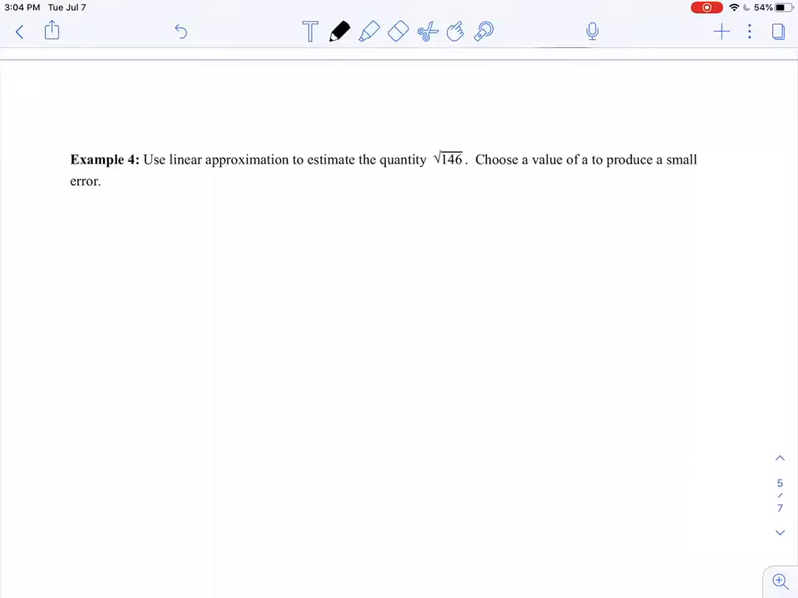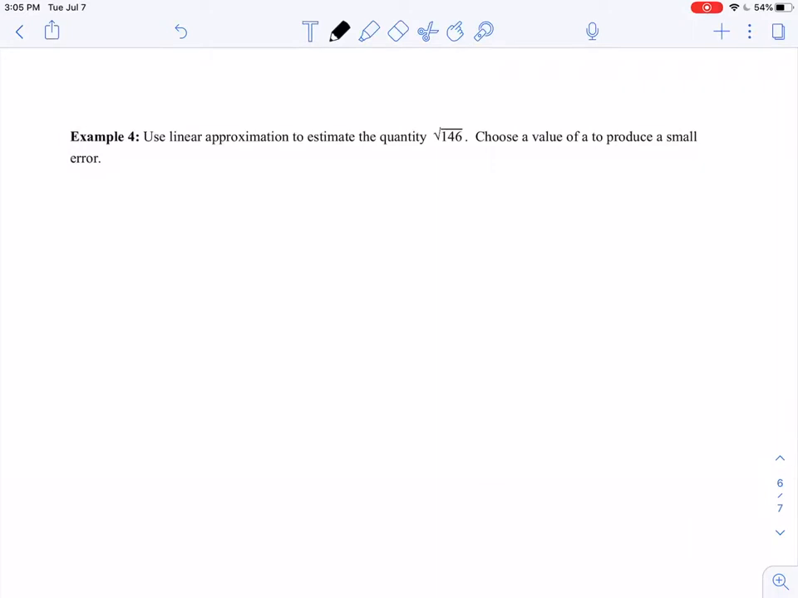The last type of linear approximation problem that we'll see is a little bit less structured. It's more on you to come up with some of the important information. Here I'd like to use linear approximation to estimate the quantity square root of 146, but to choose a value of a to produce a small error.